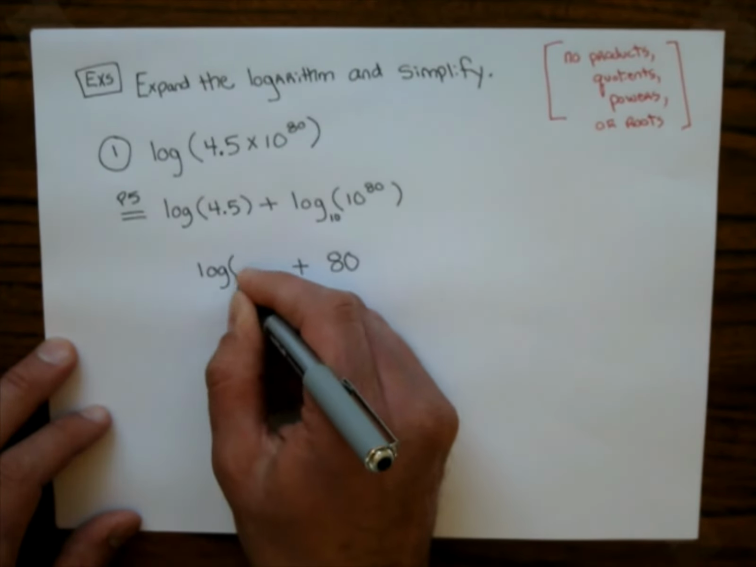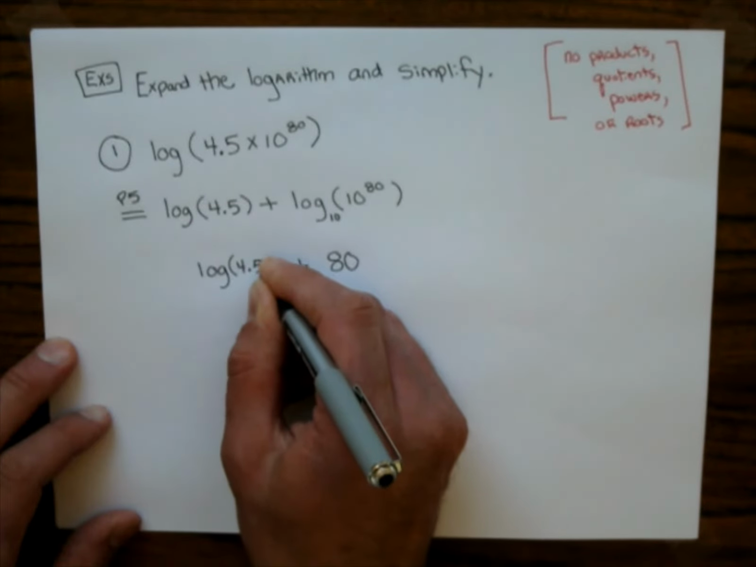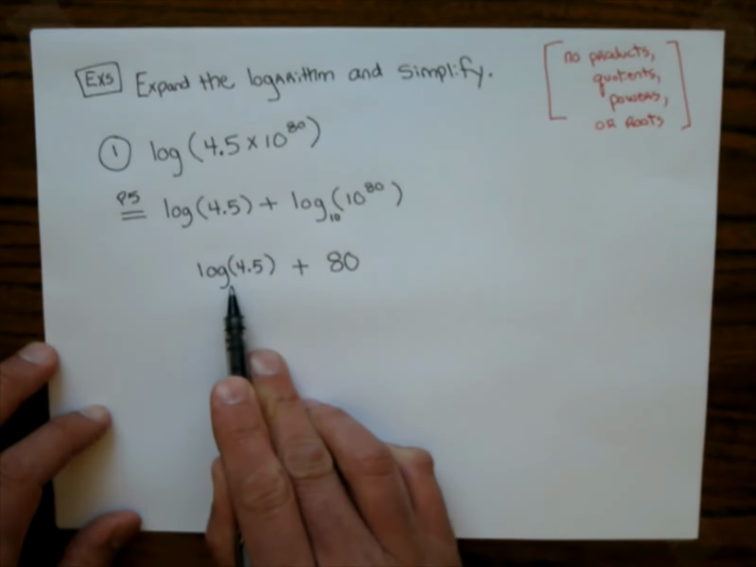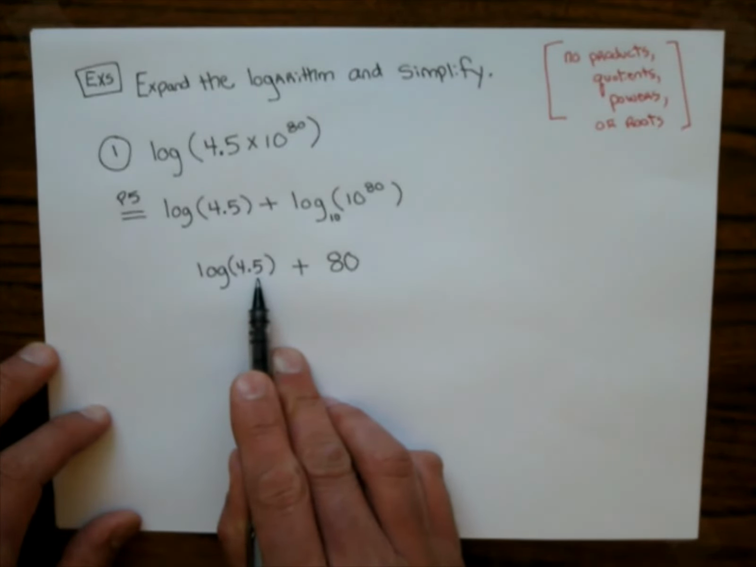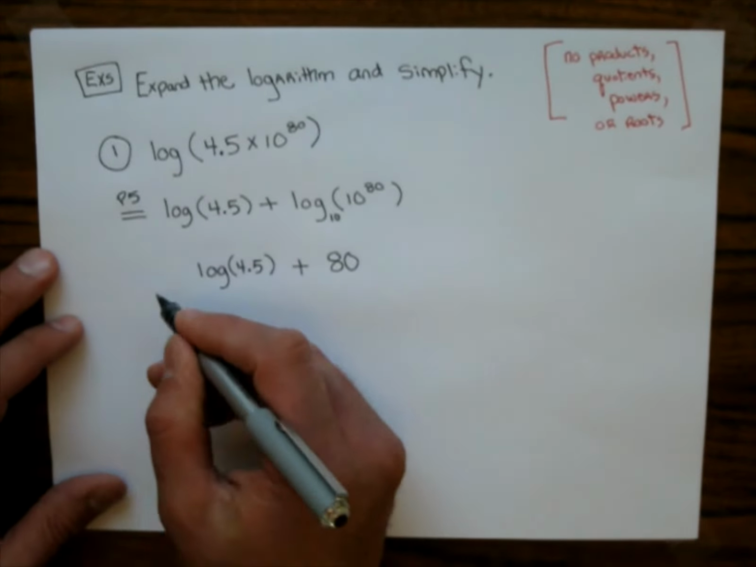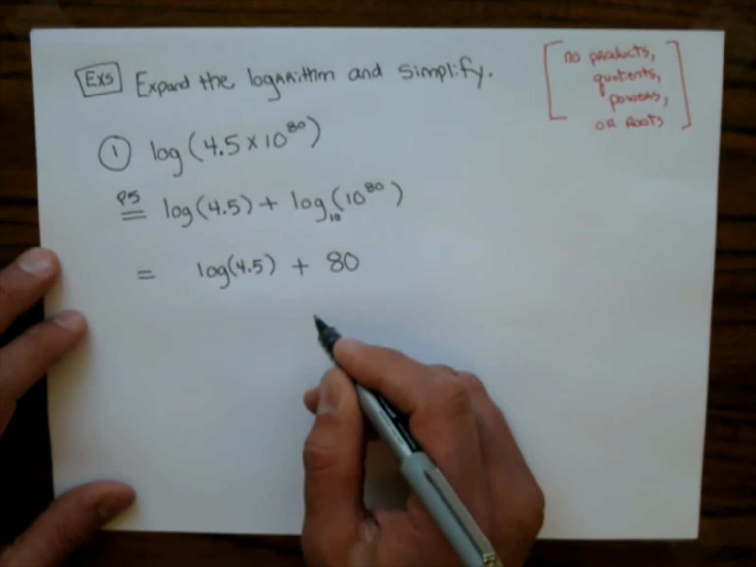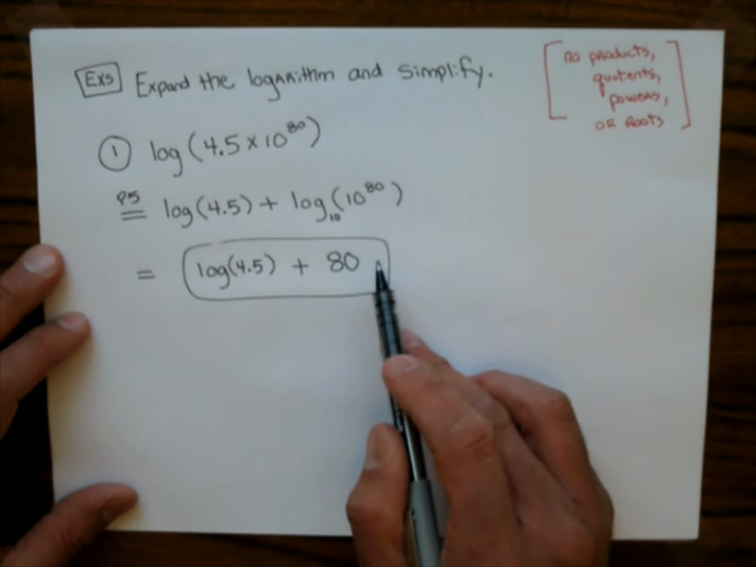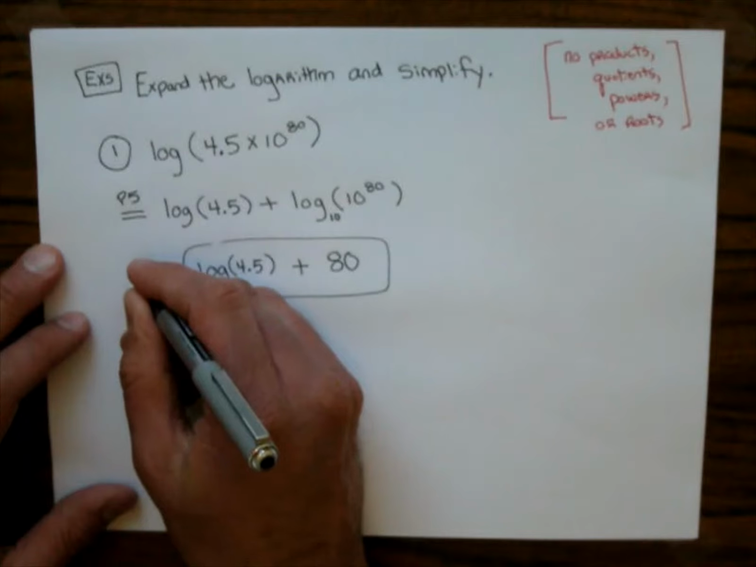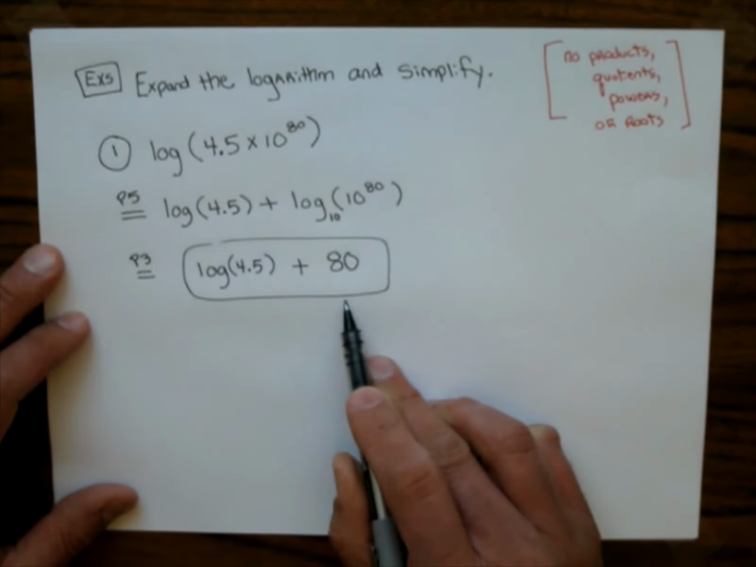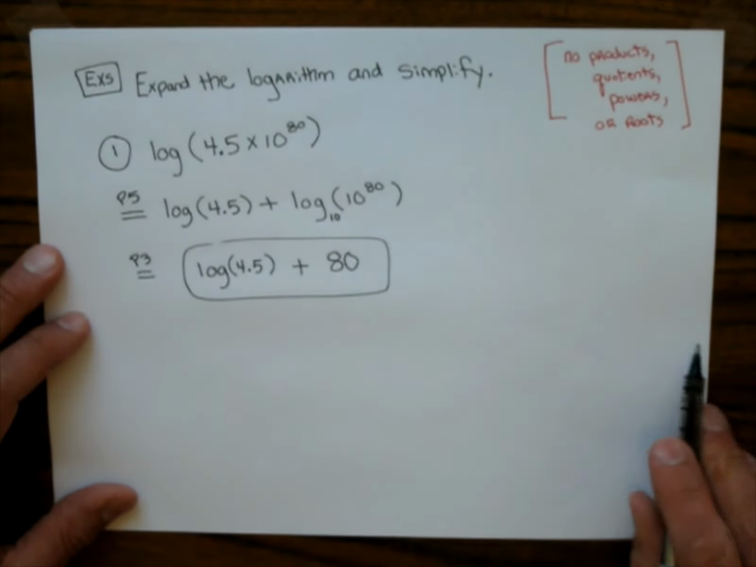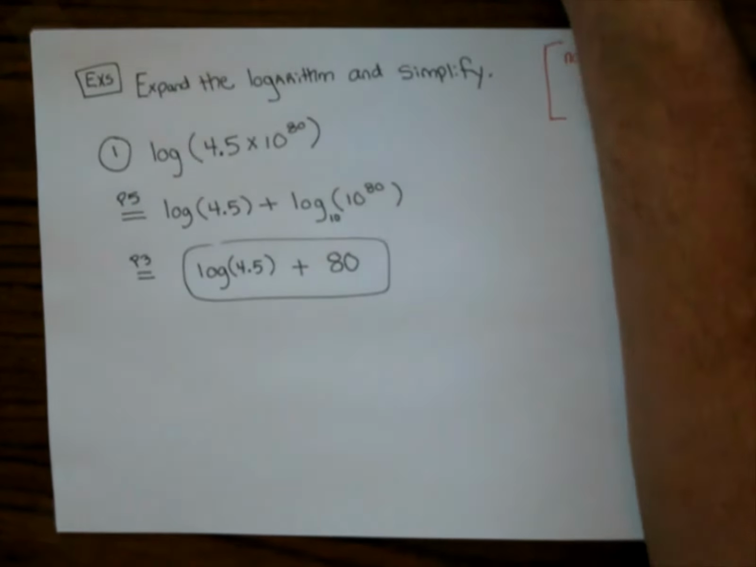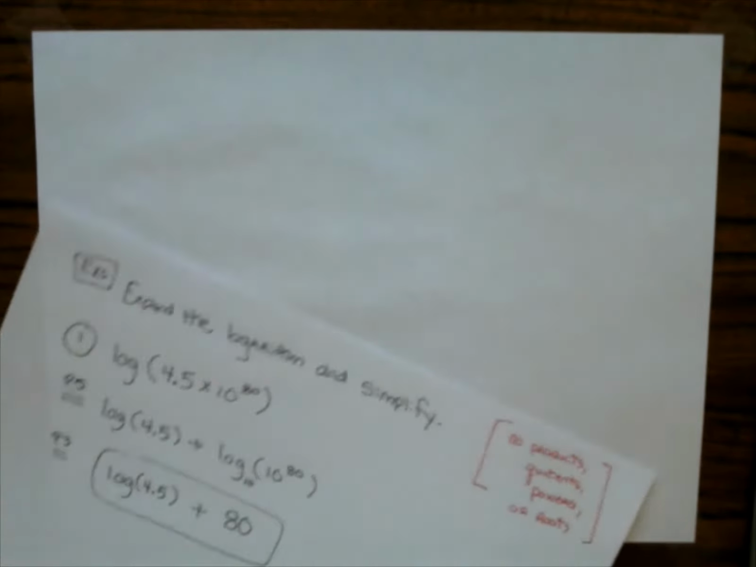This is log of 4.5. Even if we consider that on this one, there is no common base between the number 10 and 4.5, or at least none that we can think of. So we have now finished this problem. Going from here to here, I could label that as property 3. Everything is simplified. So that is what you do in your homework. Let's continue and do another one.